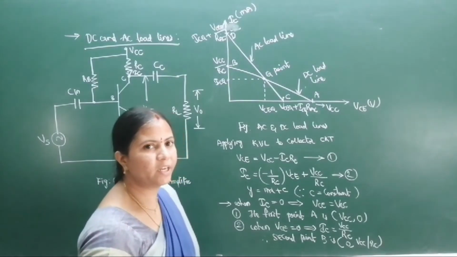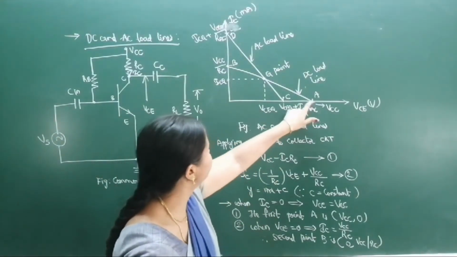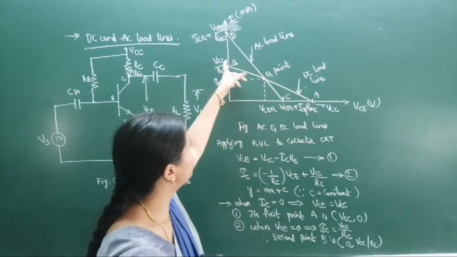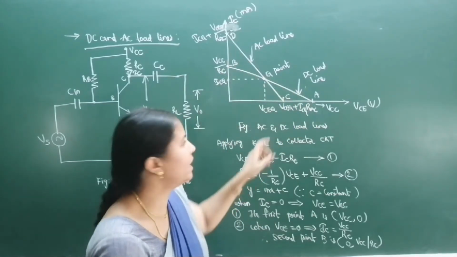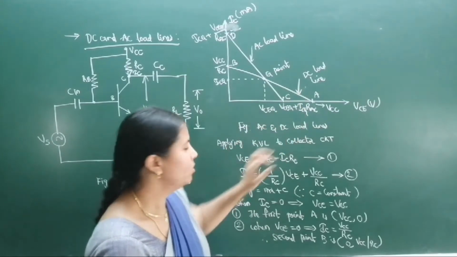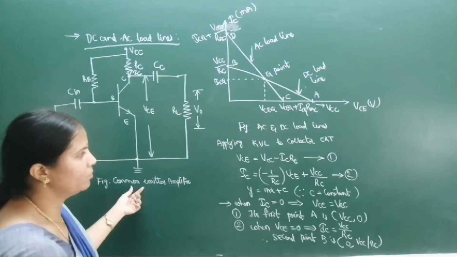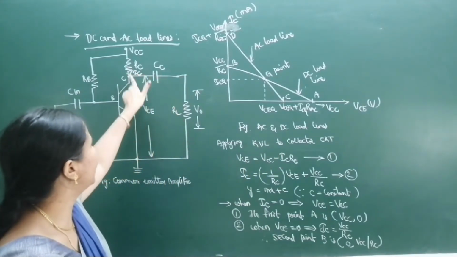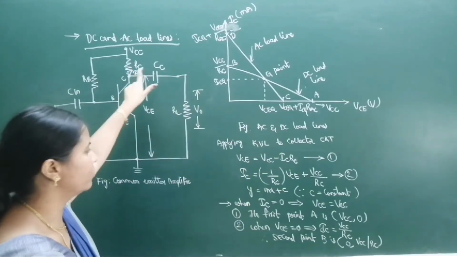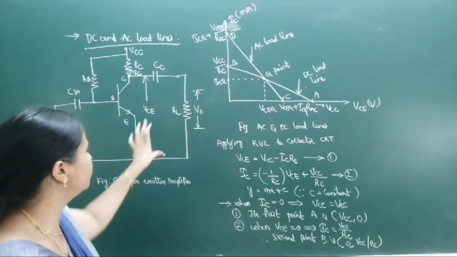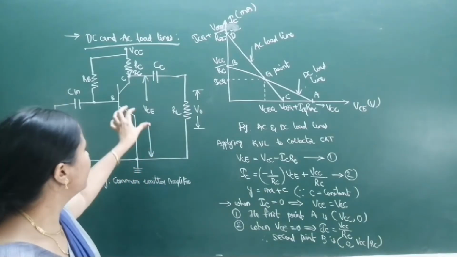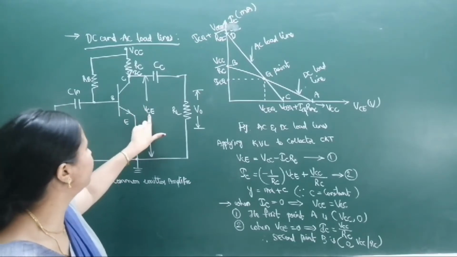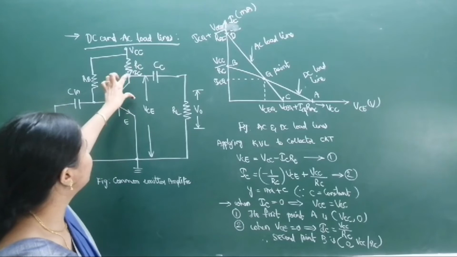So now we have to get the DC load line. Those are the points A and B we have to evaluate. If you join these two points, you will get the DC load line. So this is the common emitter amplifier circuit. By applying Kirchhoff voltage law to the collector circuit, this is the collector terminal, this is the collector circuit, you will get collector to emitter voltage. That is nothing but VCE. VCE equal to what? VCE equal to VCC minus ICRC.